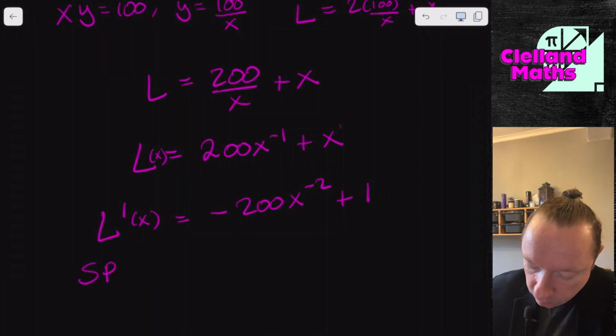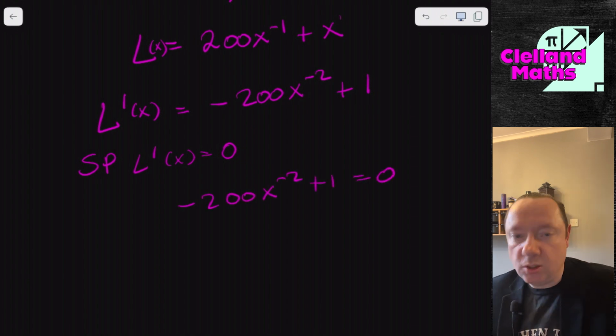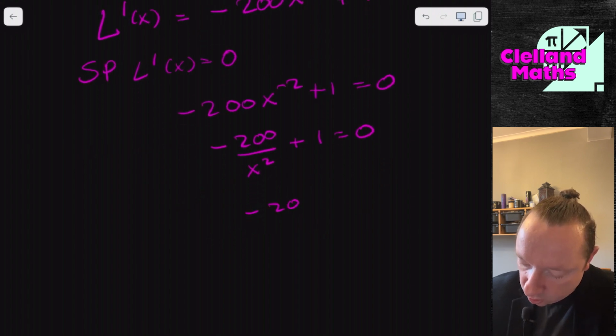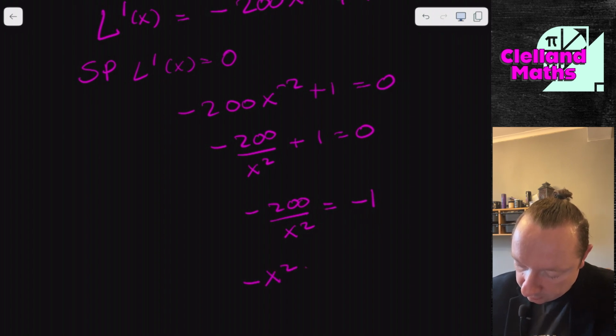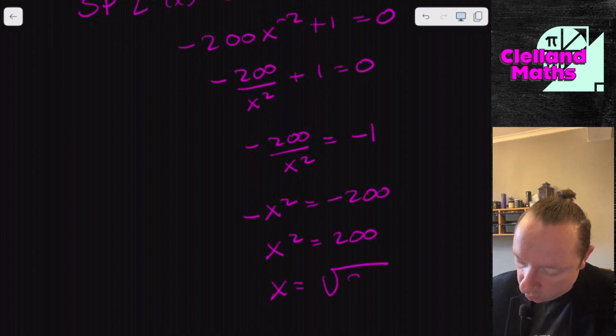Stationary points are when L dash x equals 0. So I'm saying that minus 200 x to the minus 2 plus 1 equals 0. That looks harder to solve than it is. If I put that back as a fraction, minus 200 over x squared plus 1 equals 0. So minus 200 over x squared equals minus 1. If I times both sides by x squared, I'll get rid of the fraction. So minus 1 times x squared equals minus 200, so x squared equals 200, and therefore x is the square root of 200.